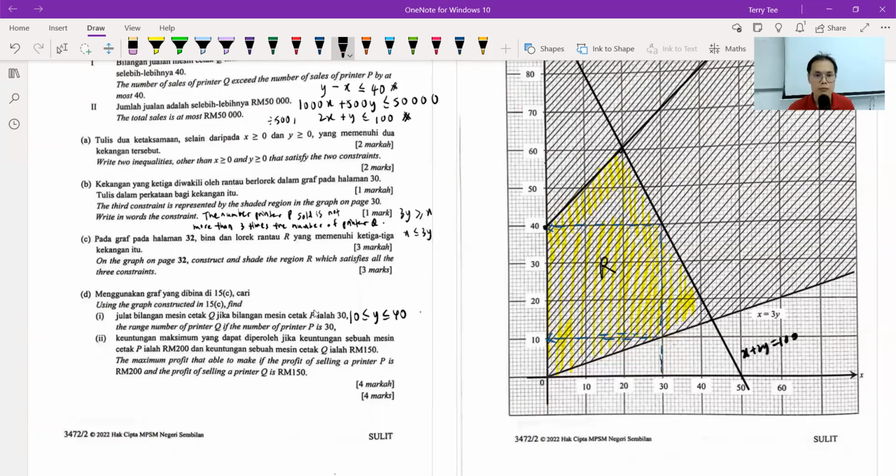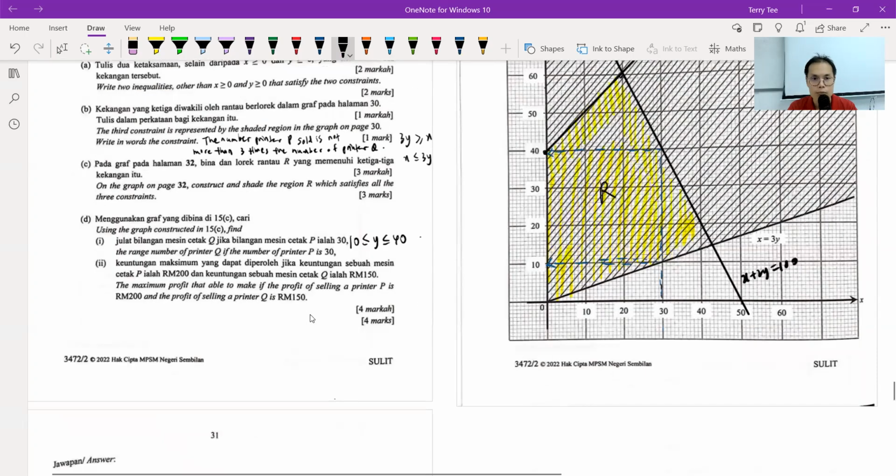Okay. Now, lastly, the maximum profit that they're able to make, if the profit of selling a printer P is 200 and the profit of selling printer Q is 150. So we need a profit function. We call this an objective function. 200x plus 150y, we let it be k. And I need to find out, using the graph, the maximum value of k. Before that, let's just make y the subject. 150y is negative 200x plus k. Y is, 200 divided by 150 is 4 over 3, negative 4 over 3 x plus k over 150.